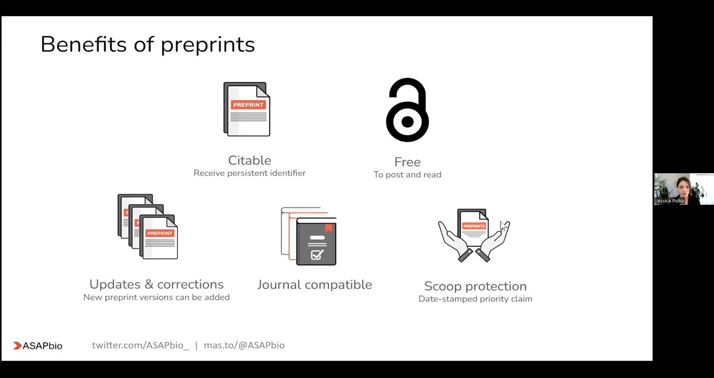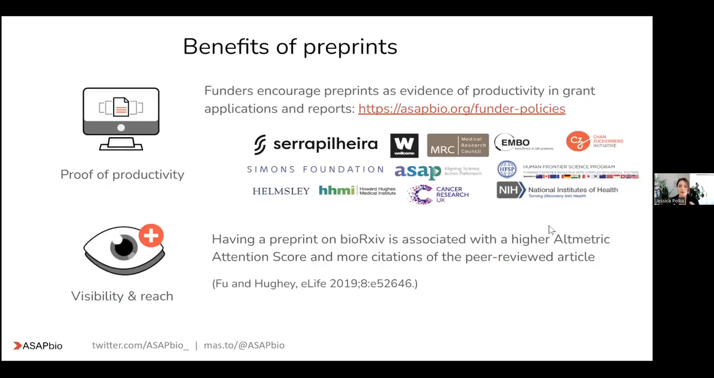And preprints can also offer scoop protection. They are a public, date-stamped, citable evidence of productivity and can be used as a way to claim priority on findings. From the perspective of funders, one of whom we'll be hearing from today, preprints offer a proof of productivity. There are many funders that encourage the citation of preprints in grant applications and reports as evidence of productivity, and we list some of them here.